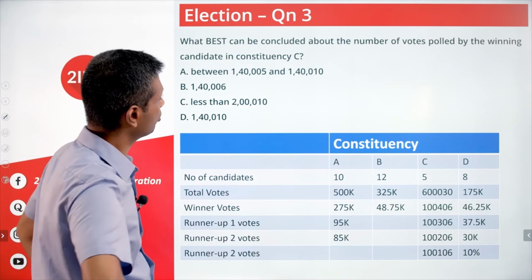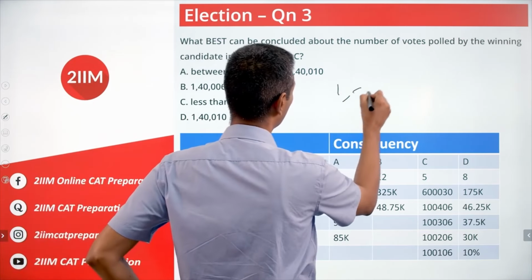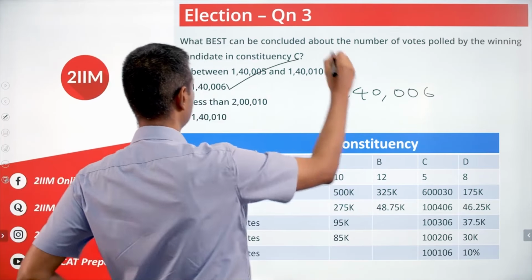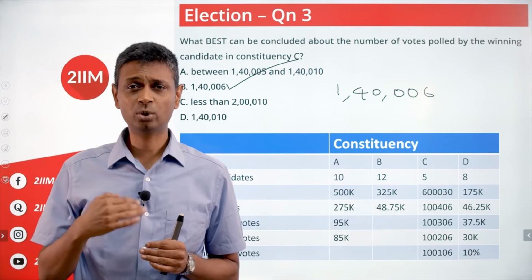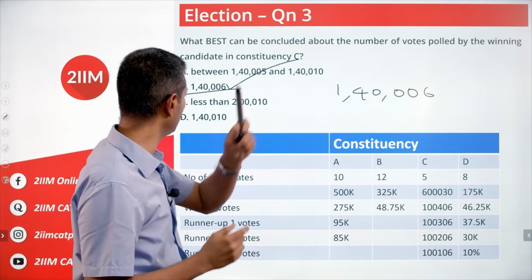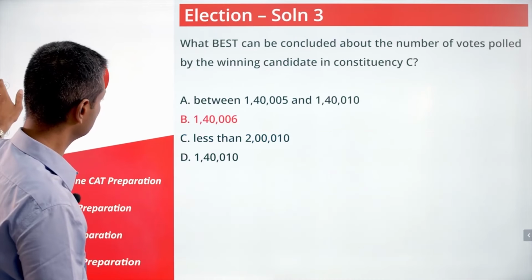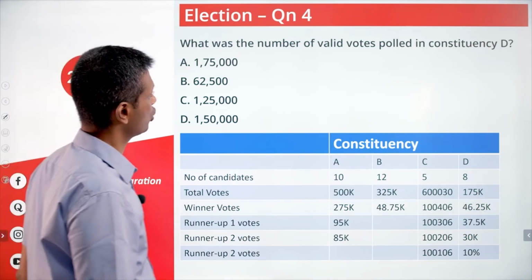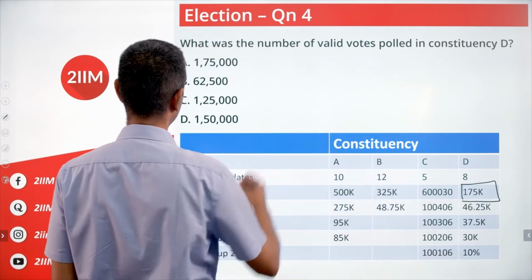What best can be concluded about the number of votes polled by the winning candidate in constituency? So this is 1,40,006. The exact answer. We've done this iteratively, brilliantly. The least candidate got 1,06,006. 1,10,006, 1,20,006, 1,30,006, 1,40,006. One beautiful, unique answer. Only one answer. 1,40,006. What are the number of valid votes polled in constituency D? Got this. 175,000. Done.